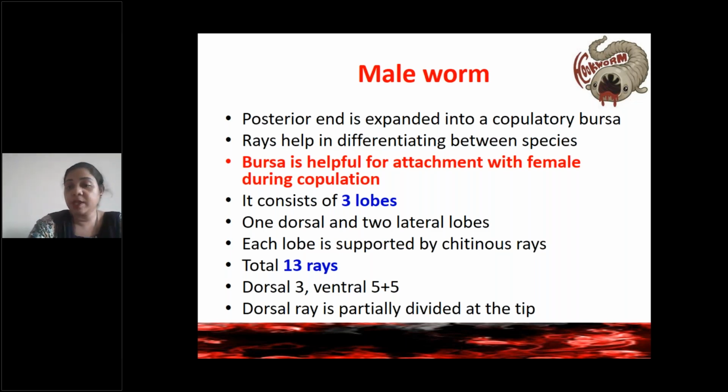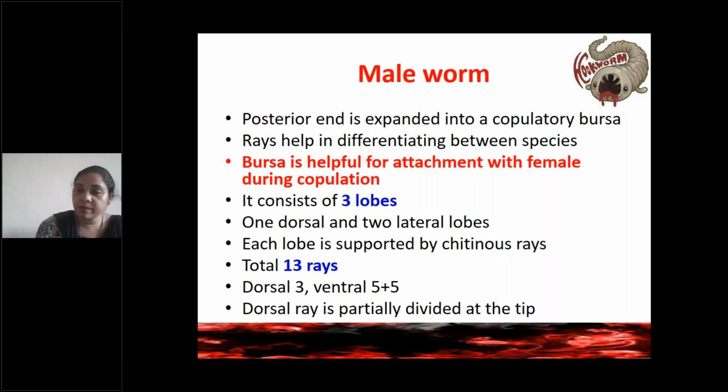The copulatory bursa consists of 3 lobes, 1 dorsal and 2 lateral. Each lobe is supported by chitinous rays. Altogether, there are 13 chitinous rays: on the dorsal 3, and on the lateral 5 plus 5. And dorsal ray is partially divided. So what is this?